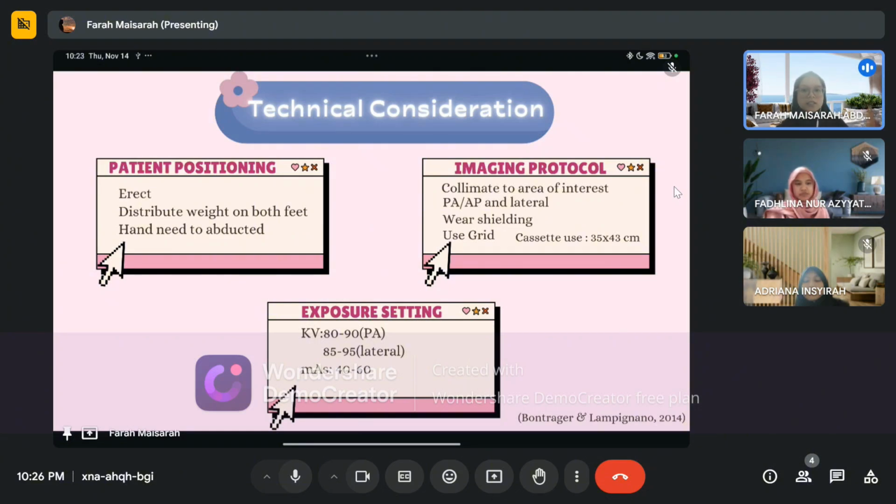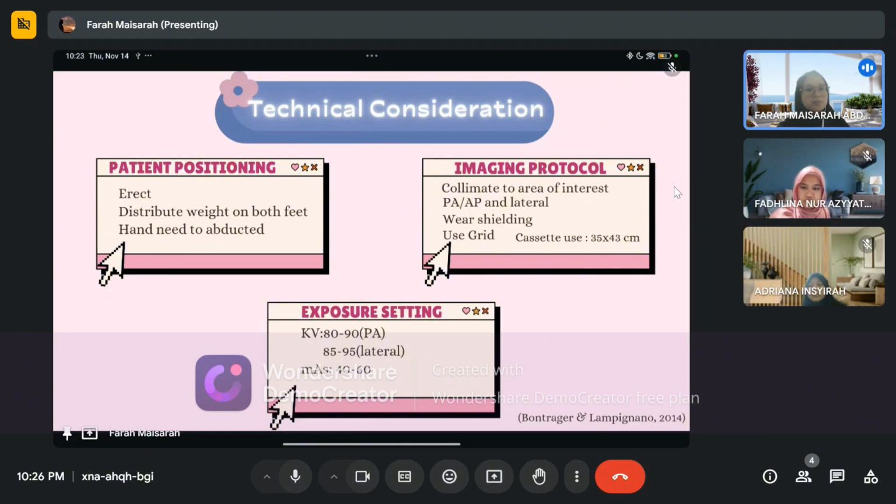And for the exposure setting, the kVp should be 80 to 90 for PA, and for the lateral, 85 to 95 kVp. But it can vary based on the body type of the patient too. The mAs should be 40 to 60 mAs.